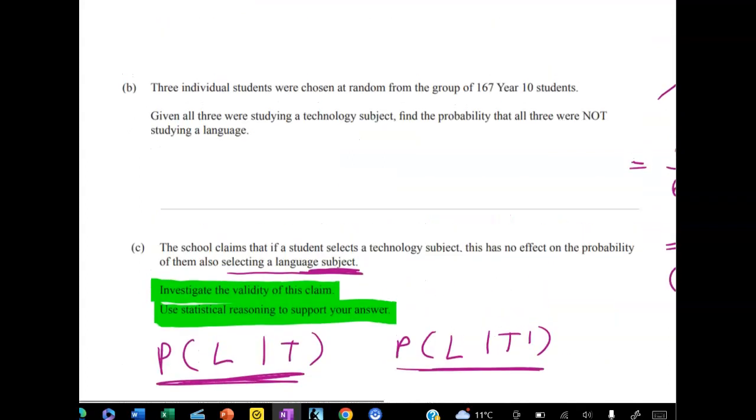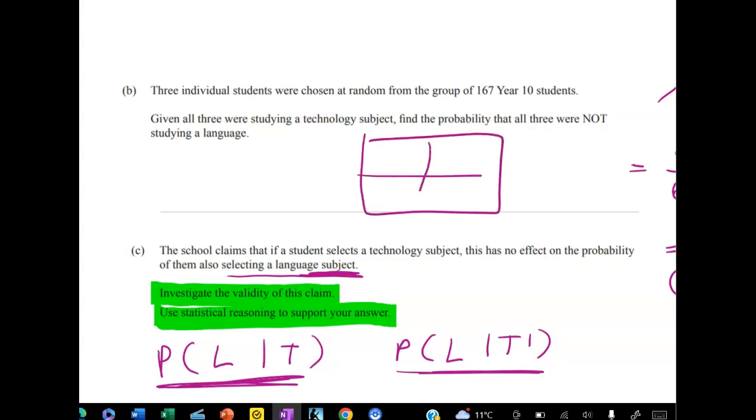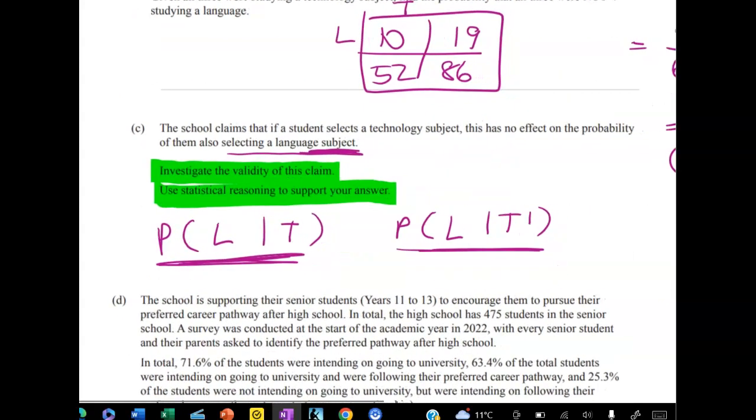And we had our table. We'll just put the table back in up here. So the table looked like this: 10, 19, 52, and 86. And this was T, and this was L. All right, so the probability that they take a language, given that they take technology, is going to be, out of 62 students, 10 of them take a language, right? And here, given that they don't take technology, we're going to have 105 students and 19 of them take a language. Let's just have a look at where those numbers are coming from.